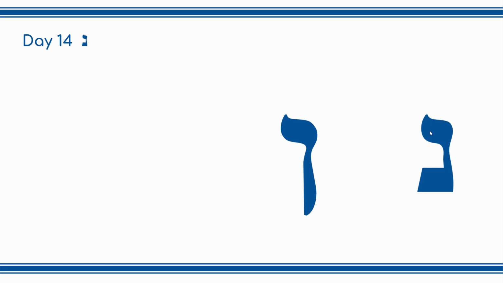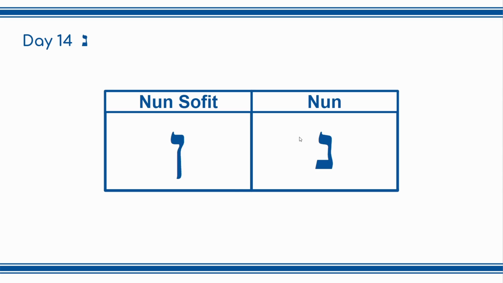So you have the Nun, which looks like this. And then you have Nun Sofit, which looks like the top part here, but then there's a line going down. Okay? So this is the letter Nun and Nun Sofit, side by side. It's the same letter, it's just that when it's at the end of a word, we call it Nun Sofit, so we know that we're talking about the final form or the ending form of how Nun shows up at the end of a word.